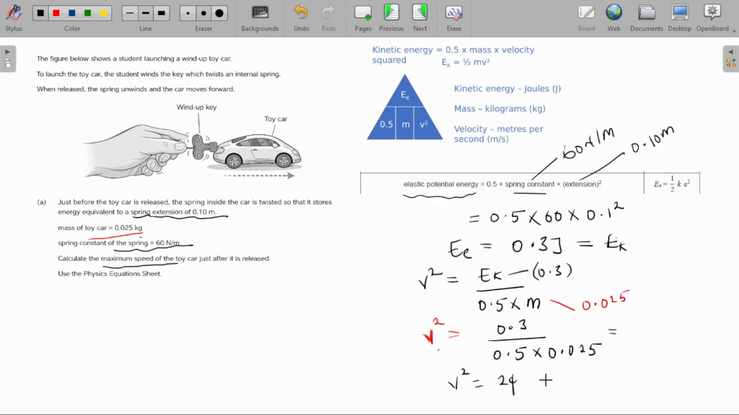Now to find v, we need to take the square root of 24. So v is going to be the square root of 24, which is equal to 4.899 meters per second. And this is how you would solve a 6-mark question.